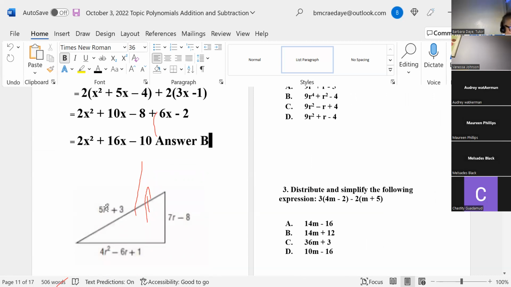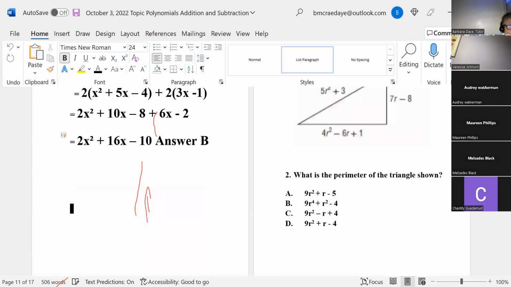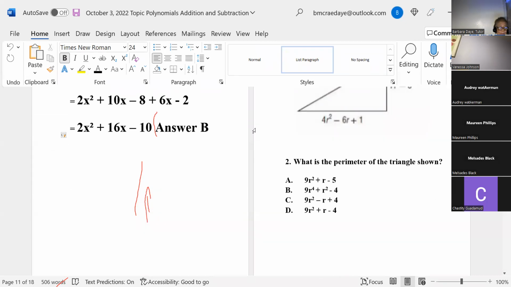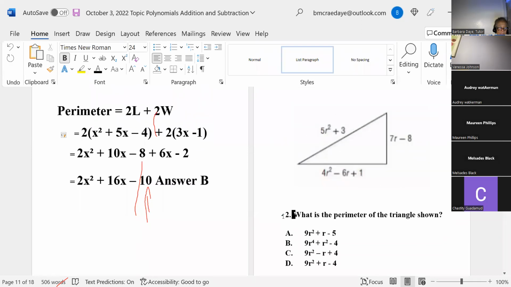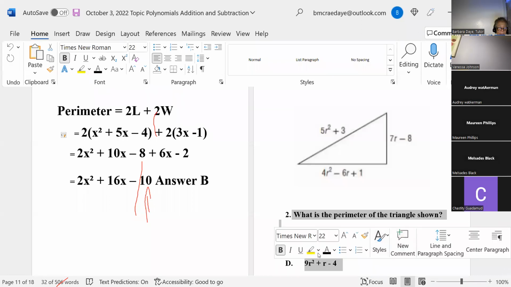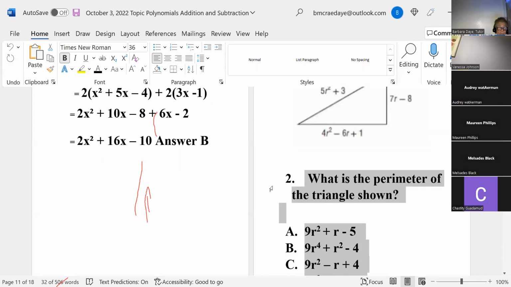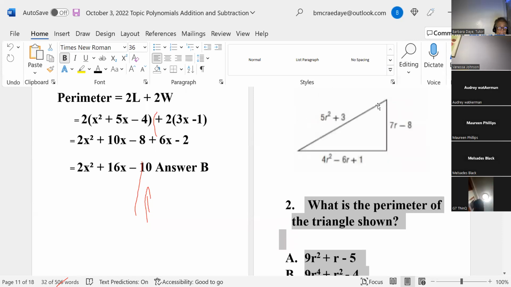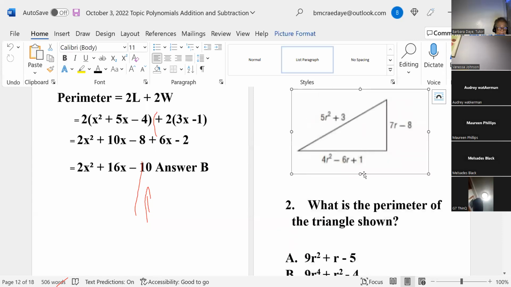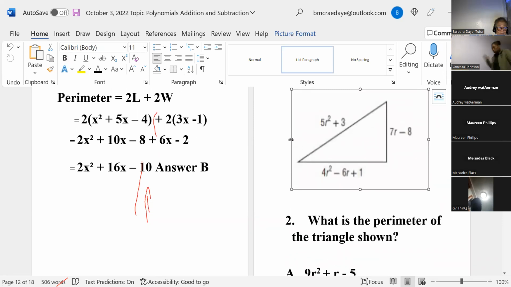Okay, so now we have one on triangles. Okay, Audrey, how do you find the perimeter of a triangle? You remember? Perimeter is when you add up the sides, right? Yeah. For a triangle, you have how many sides, Audrey? A triangle has 3 sides. 3 sides. So what I want you to do is add up those 3 sides, and that will be your answer.